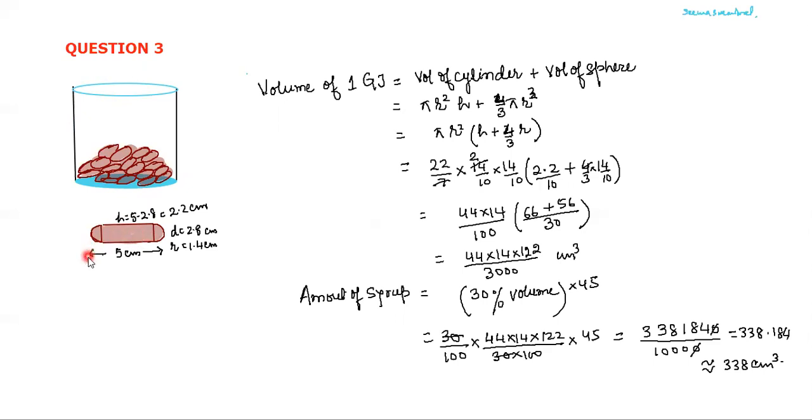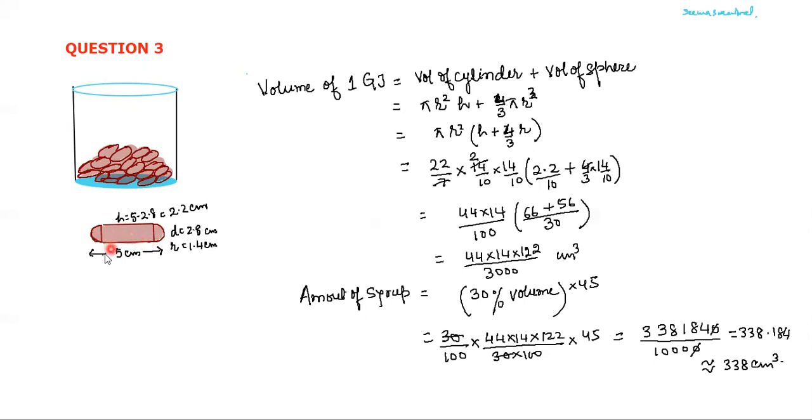He has given us the dimensions, that the total length of this gulab jamun from here till here is 5 centimeter, and its shape is cylinder from the center, and both the ends are hemispherical. That means a hemisphere is attached here and one hemisphere is attached here. So this is the shape of the gulab jamun. I'll call it GJ in short.